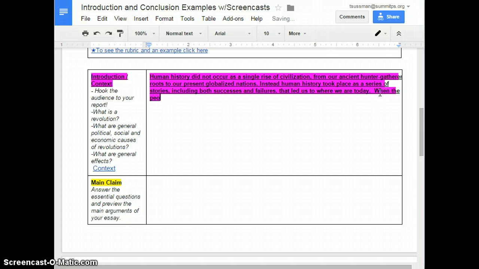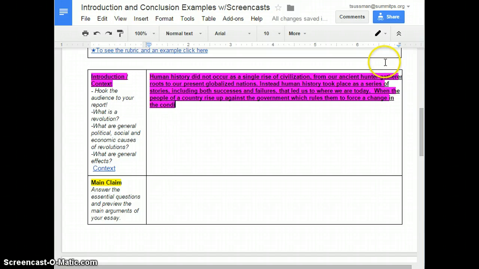When the people of a country rise up against the government which rules them to force a change in the conditions under which they live, a revolution has taken place. Period. So I've now done number 1 and number 2.